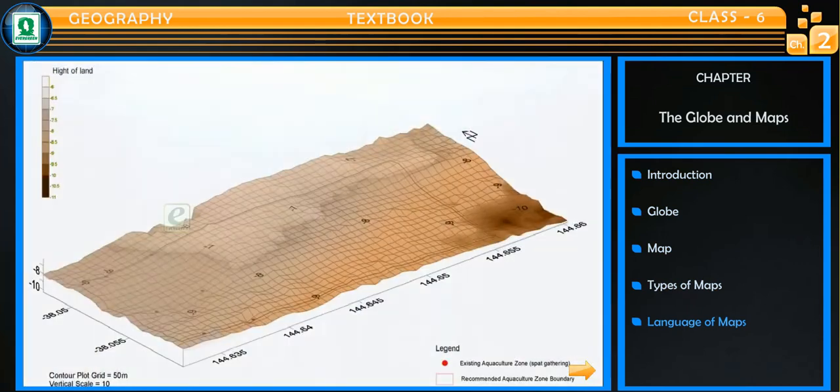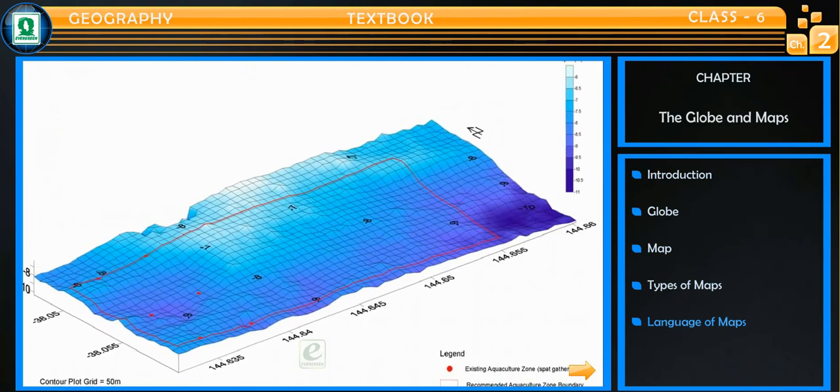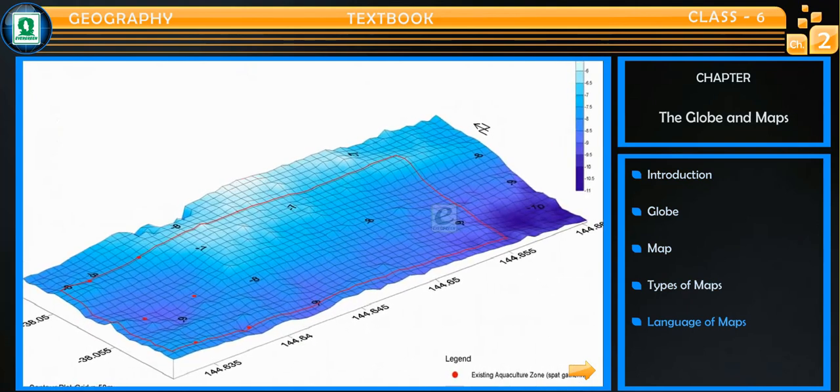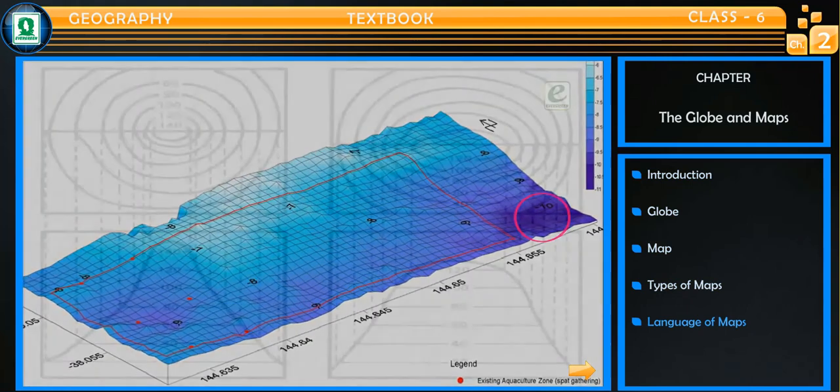Generally, various shades of brown are used to show the height of the land areas, and shades of blue are used for showing the depth of water. A light blue color shows a lesser depth, and a deeper blue color shows more depth.